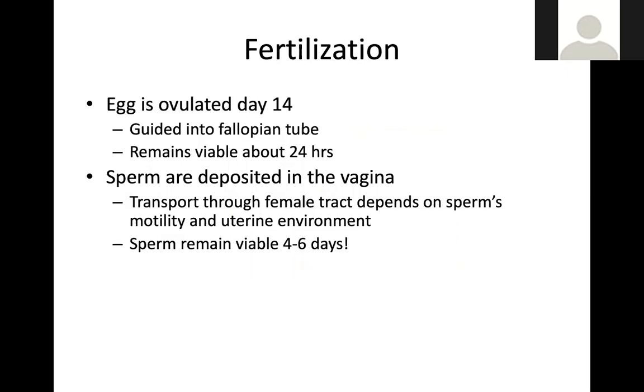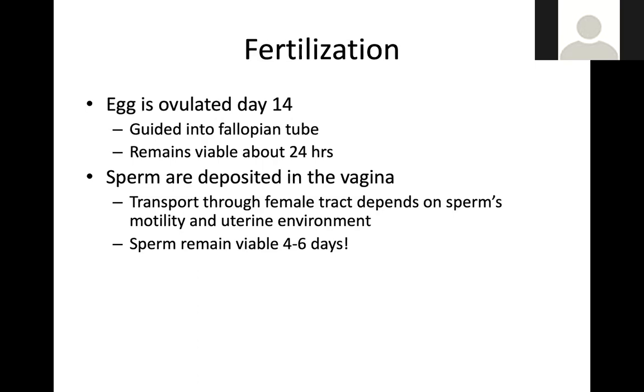So one egg is ovulated at day 14, okay? It's not just every day 14 that an egg is ovulated. This can be a range of days depending on the individual's diet, lifestyle, things like that. So it says day 14, but understand that that's not the be-all and end-all. The egg is guided into the fallopian tube and remains viable for about 24 hours. So as I said, it's about a range: if it says day 14 and it's viable for 24 hours, that can also be a range of time as well.